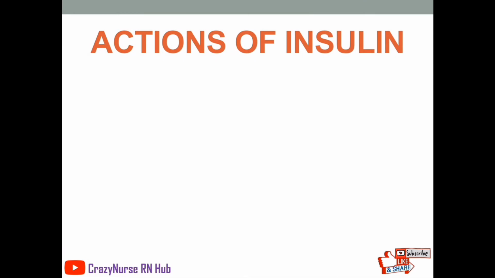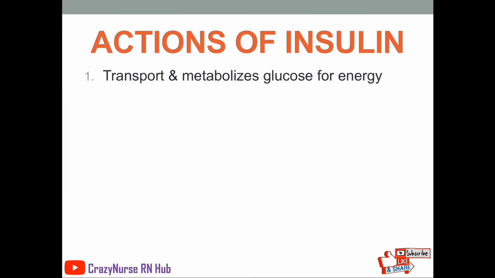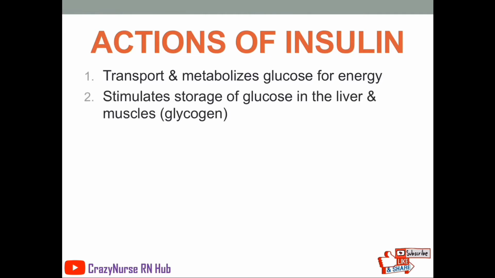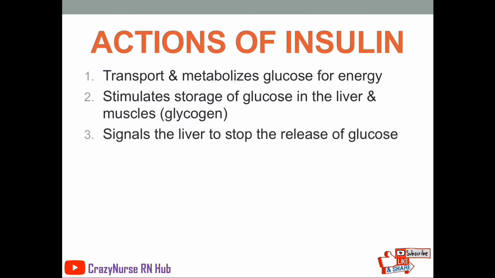Now let's discuss the actions of insulin. When a person eats a meal, insulin secretion increases and moves glucose from the blood into muscle, liver, and fat cells. In those cells, insulin has the following actions. First, it transports and metabolizes glucose for energy. And it stimulates storage of glucose in the liver and muscle in the form of glycogen. And it also signals the liver to stop the release of glucose.